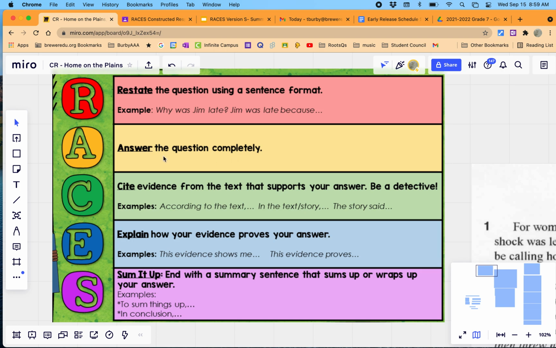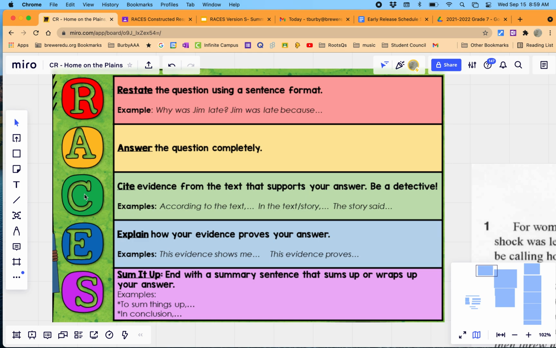Then we'll answer the question about why he was late and basically just finish this sentence. And it might be something as simple as Jim was late because he missed the bus. So that would be the R and the A. The R is restating the question, and the answer of the question would be why. So basically, he is late because he missed the bus.